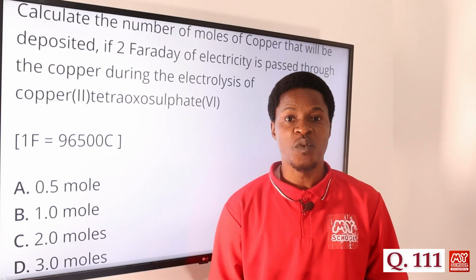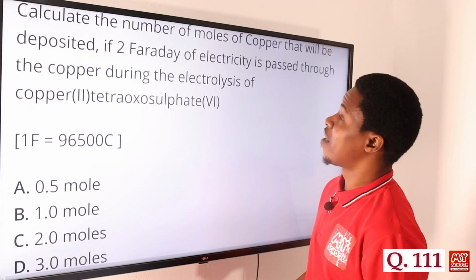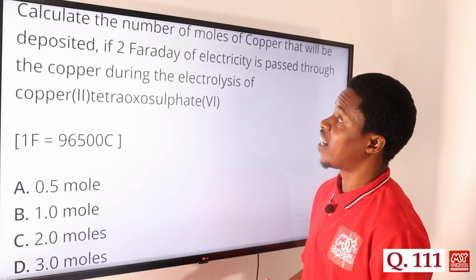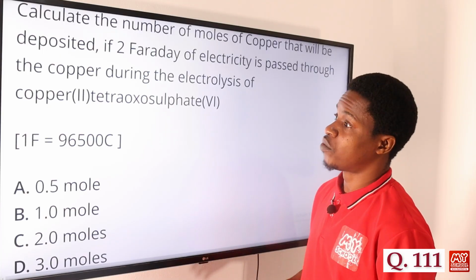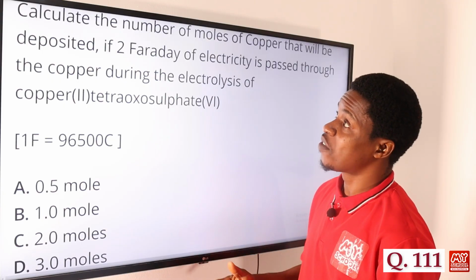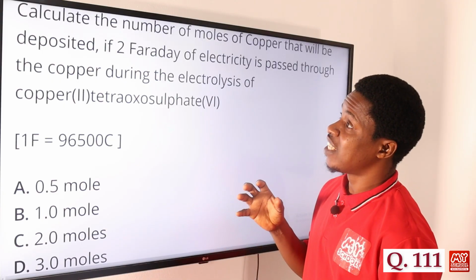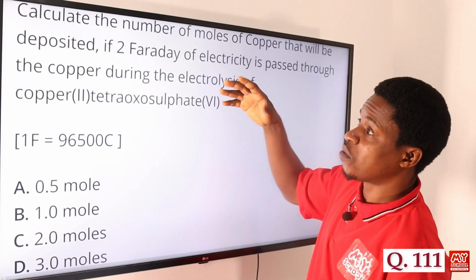Now on to question number 111. Calculate the number of moles of copper that will be deposited if 2 Faraday of electricity is passed through the copper during the electrolysis of copper(II) sulfate. Okay, so first of all, we will need to write the reaction that takes place here. This is copper that is going to get deposited.